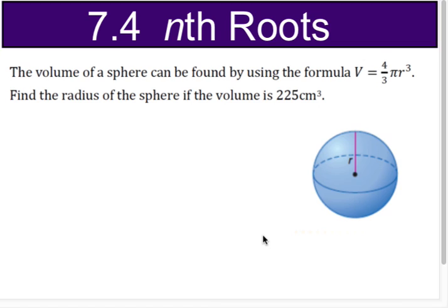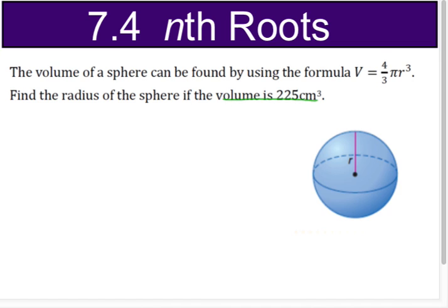Hello class, so we're going to go ahead and look at section 7.4, which is the nth roots. Okay, we start out by looking at the volume of a sphere can be found by using the formula V equals 4/3 pi r cubed. Find the radius of the sphere if the volume is 225 centimeters cubed.